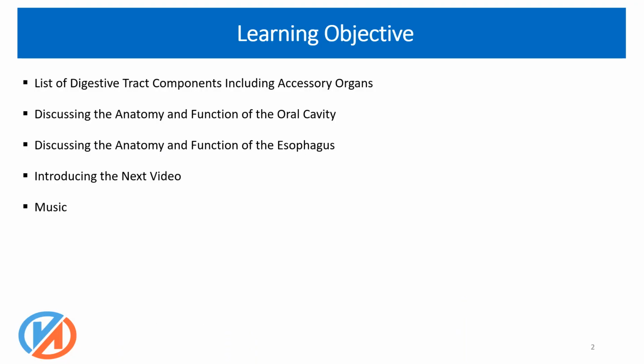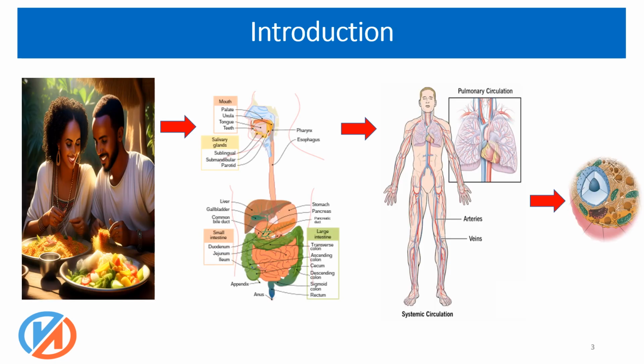Our today's learning objectives include to discuss the list of digestive tract components including accessory organs, and also to discuss the anatomy and the functions of the oral cavity, and the anatomy and the functions of the esophagus. Finally, I will introduce you to the next videos, and as always I will recommend music to listen to after this lecture for refreshment purposes.